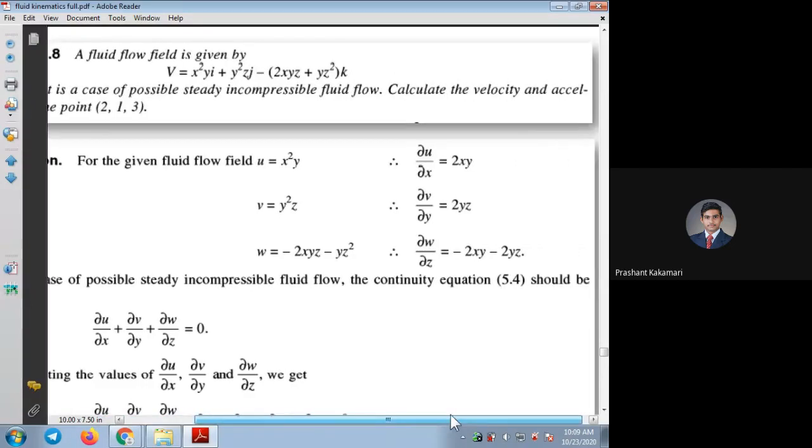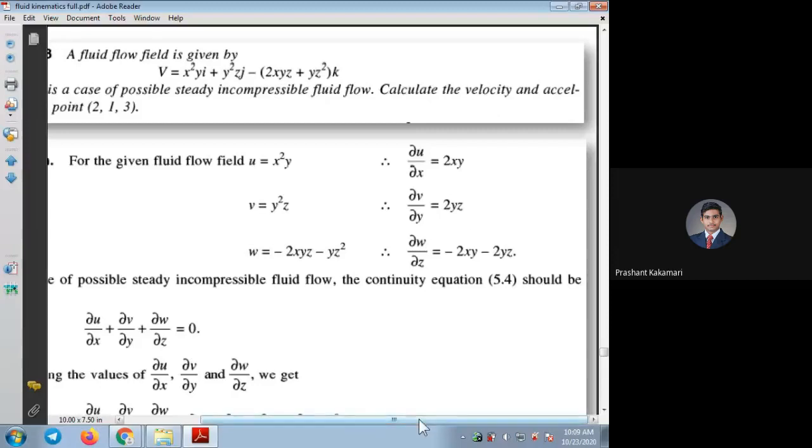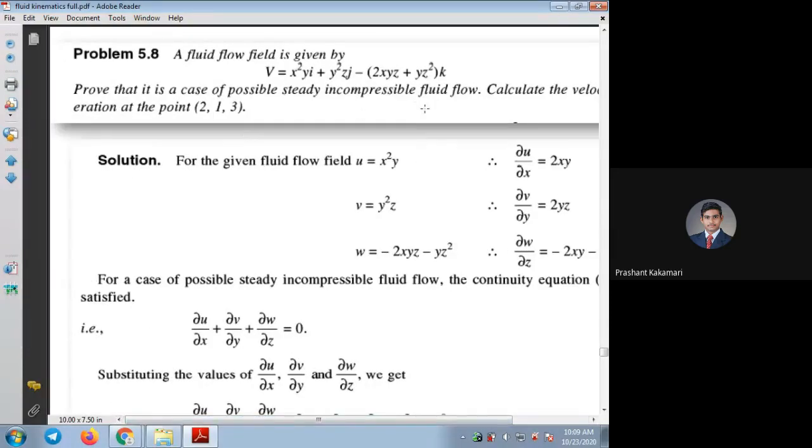Then we need to find out velocity and acceleration. Calculate the velocity and acceleration at the points. So at what coordinates we need to find out, at which given point? Because here, whenever we talk about the point, this is the Lagrangian approach, where the fluid particle is considered and analyzed. So they have given x value 2, y at 1, z at 3. At this position, we need to find out velocity and acceleration.